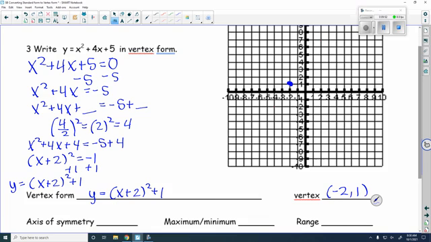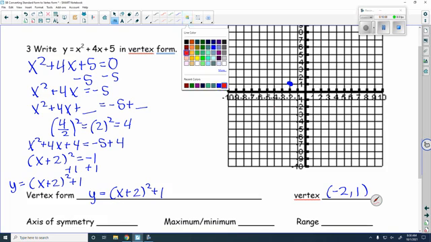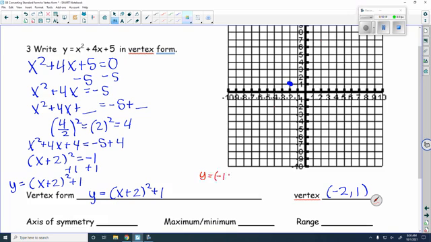And let's go ahead and graph this. We're going to do very quick, simple, easy graphing. So remember, I choose an x value that is close to the x value of my vertex. So if my x value of my vertex is at -2, what's a good number to choose? -1. Okay, so let's plug in -1. So y equals -1 plus 2 squared plus 1. -1 plus 2 is 1. 1 squared plus 1 is 2. So we just found the point -1, 2.